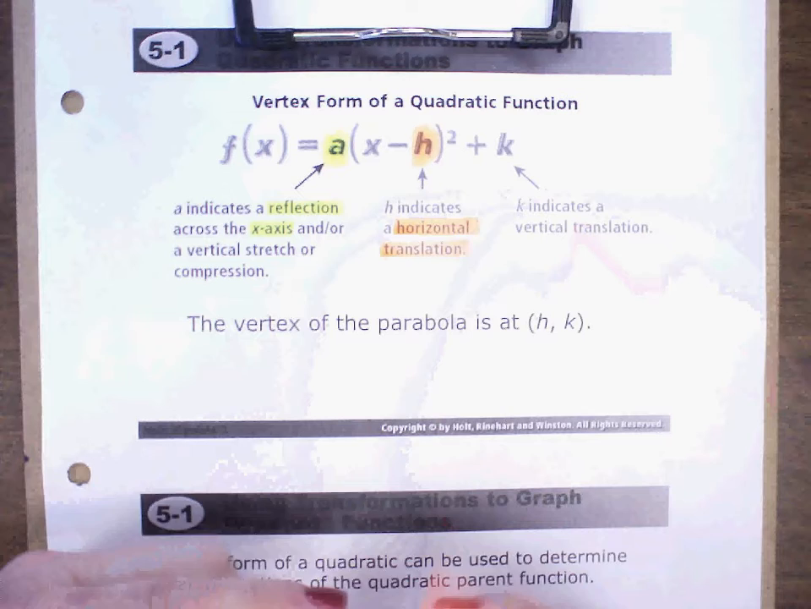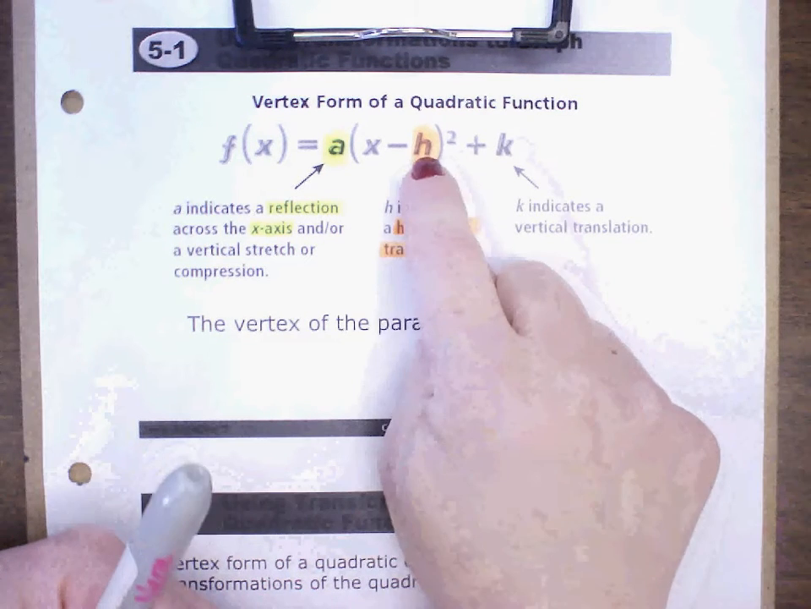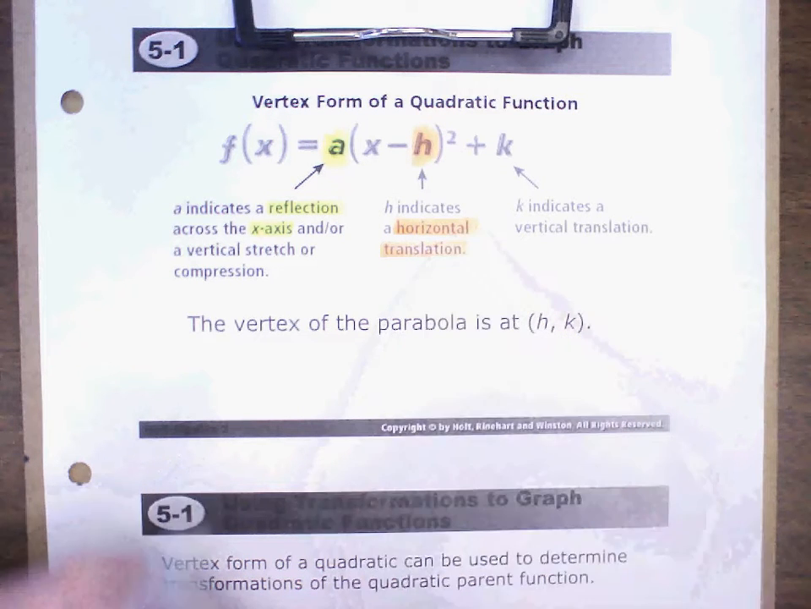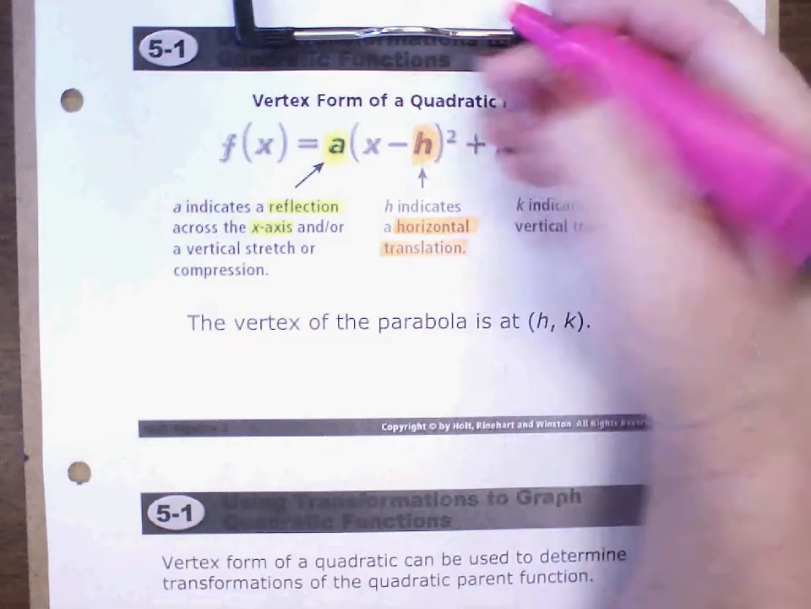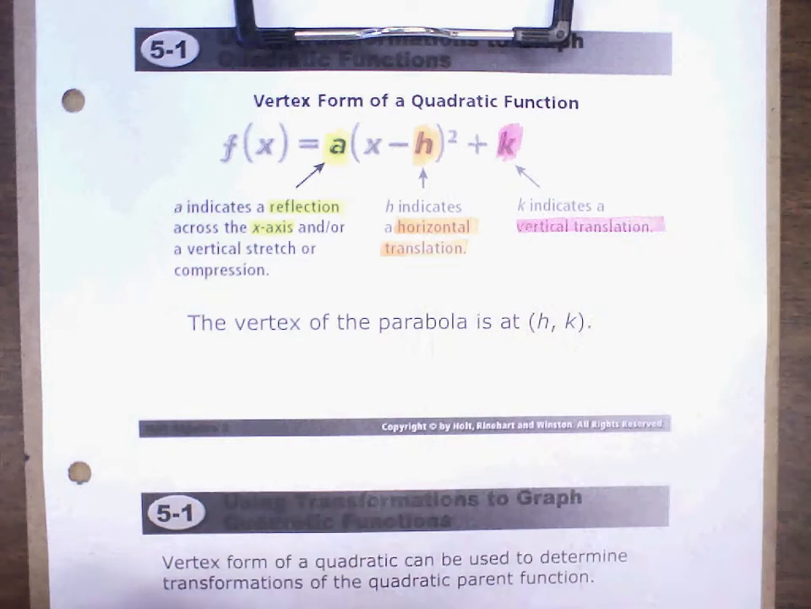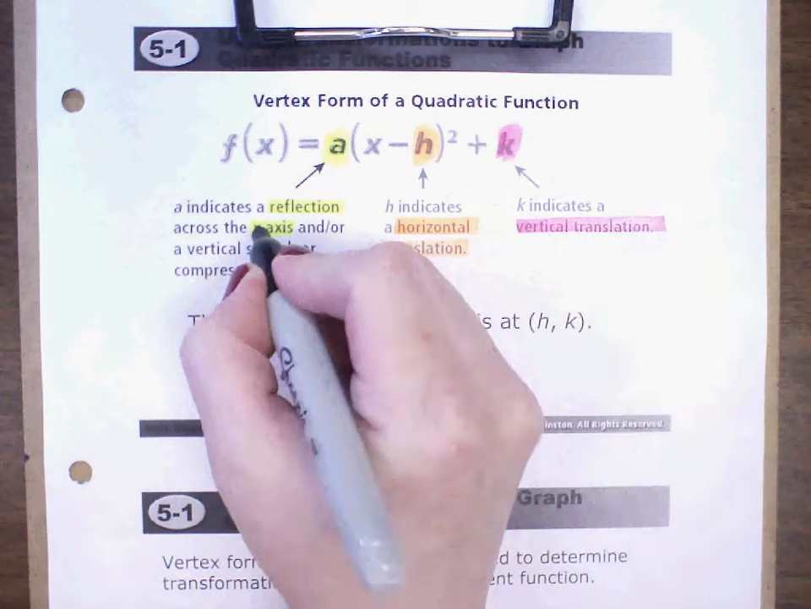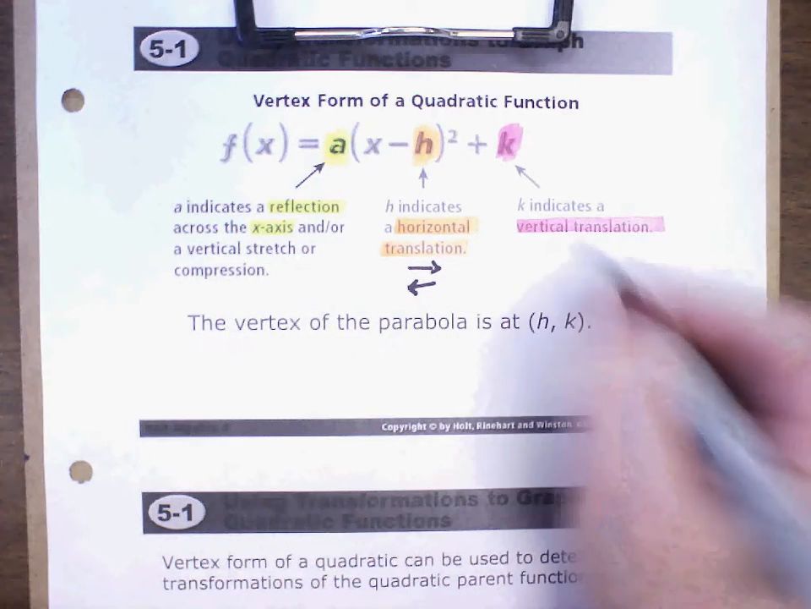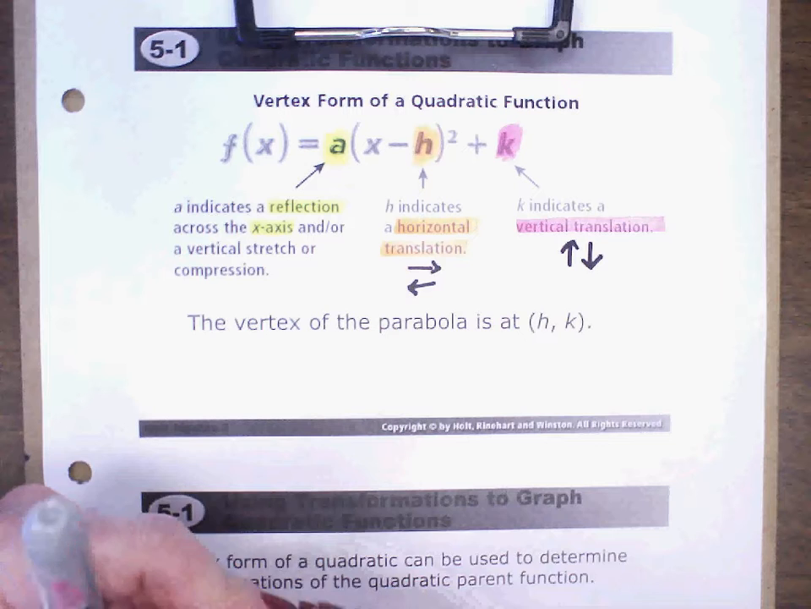All right, H tells you if there's a horizontal translation. So if it's moving to the right or if it's moving to the left. All you got to remember is that H is horizontal, the same letter that it starts with, right? And then K will tell you if there's a vertical translation. So that one tells you if it moves up or down. So this one tells you if it opens up or if it opens down. This one tells you how many times you need to move it right or left. And that one tells you how many times you need to move it up or down.